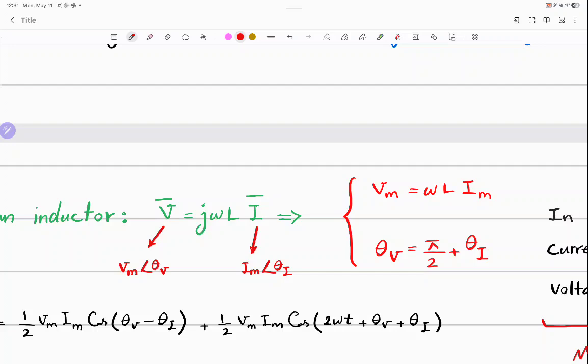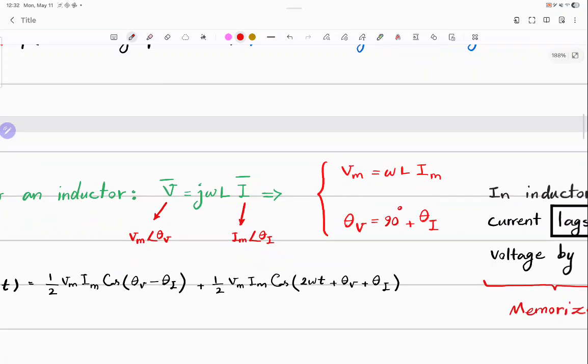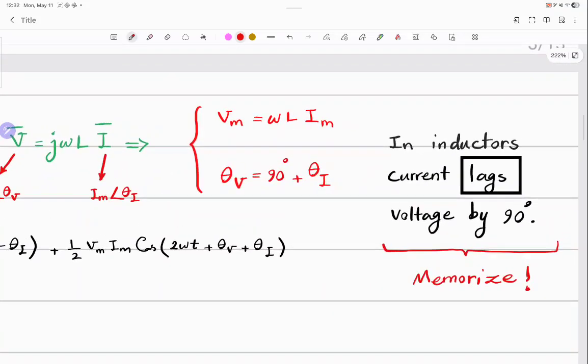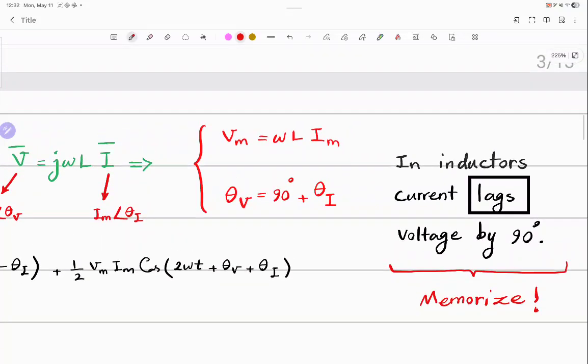What is the phase of the left-hand side? Theta V. What is the phase of the right-hand side? It's theta I plus 90 degrees. Let me change this pi over 2 to 90, which you're more comfortable with. So these are the 2 equations that I have. Something from the previous lectures that I want you to memorize, and remember that it will be very useful for the next 2 lectures.